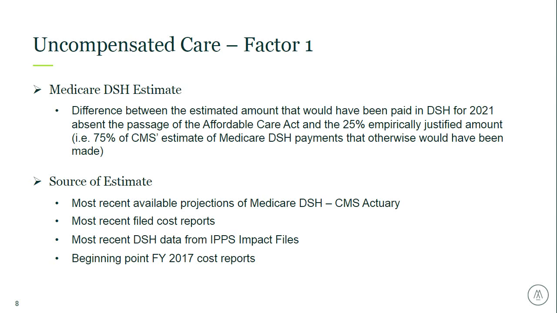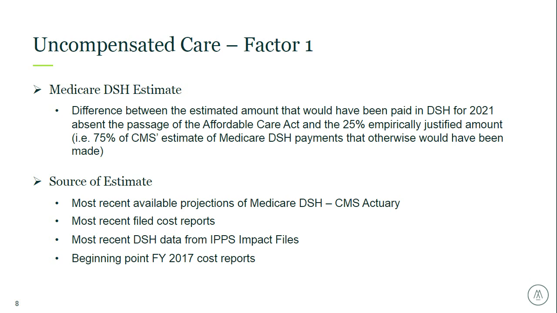The uncompensated care pool that qualified providers share in is derived through a calculation that involves several steps. The first step is the development of what is called Factor 1. Factor 1 is an estimate of what DISH would have been had the Affordable Care Act not been passed, minus what is called the empirically justified amount. CMS begins with several data points, including most recent cost reports and other actuarially determined data to project what DISH would have been in a particular payment year.